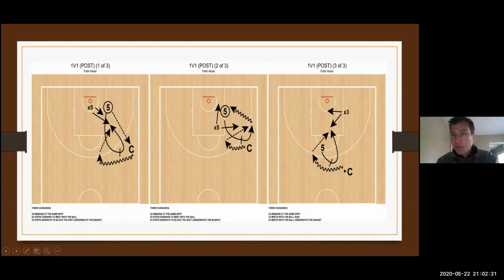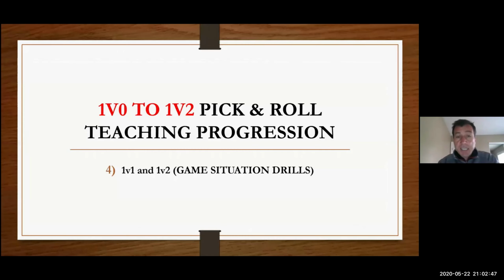In this case, it's a weak side situation. The 5-man sets the screen and rolls. How is she going to do the footwork? How is she going to make the body contact? How is she going to take the first dribble and a second dribble as soon as she catches the ball? We go through all those scenarios. And the very last stage, one-on-one and one-on-two game situation drills.